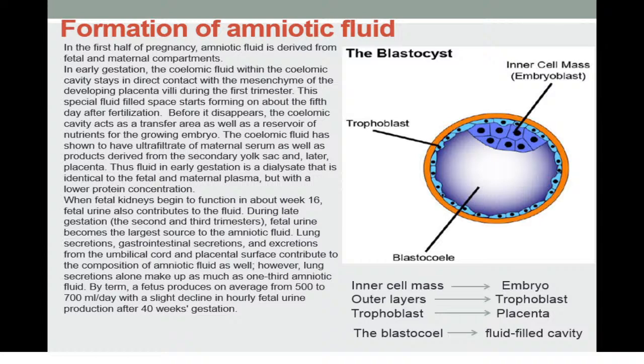Fetal urine also contributes to the fluid. During late gestation, the second and especially the third trimester, fetal urine becomes the largest source of the amniotic fluid. Lung secretion, gastrointestinal secretion, excretion from the umbilical cord and placenta surface contribute to the composition of amniotic fluid as well. However, lung secretion alone makes up as much as 1/3 of amniotic fluid. By term, a fetus produces an average of 500 to 700 mL daily, with a slight decline in fetal urine production after the 40th week of gestation.